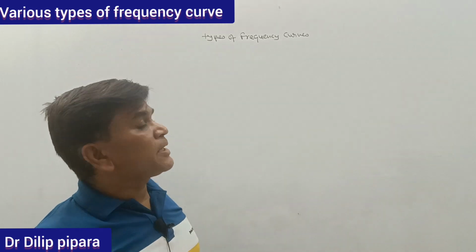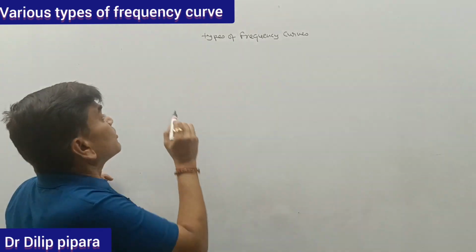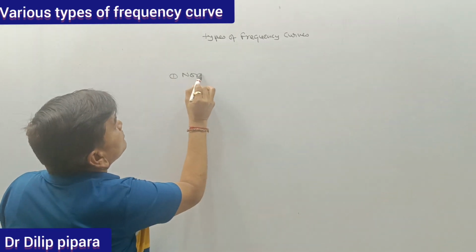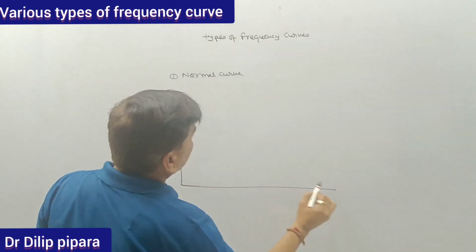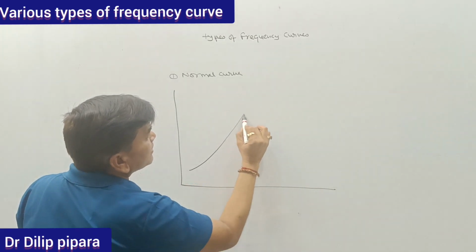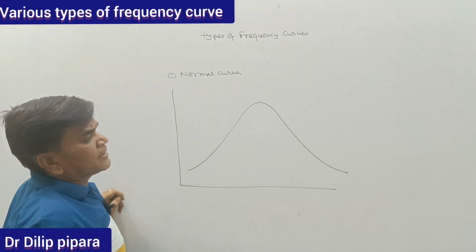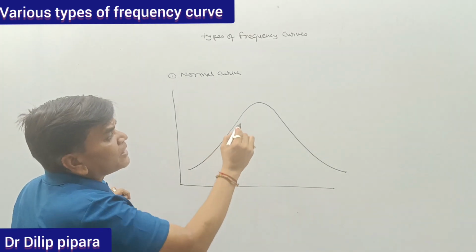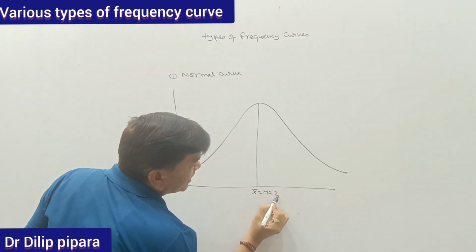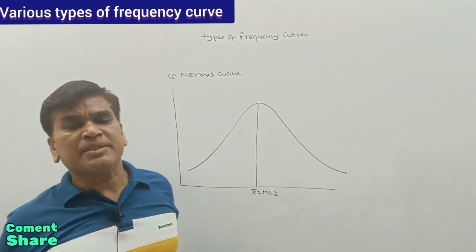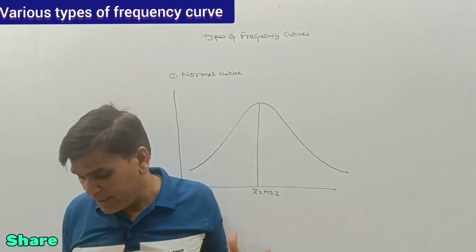First we should discuss the types of frequency curve. One frequency curve is called the normal curve. In a normal curve, our frequency first increases and at the same speed it decreases. So it's a bell-shaped curve, and the value of x bar is equal to median is equal to mode. Such a frequency curve will be called the normal curve of the frequency.